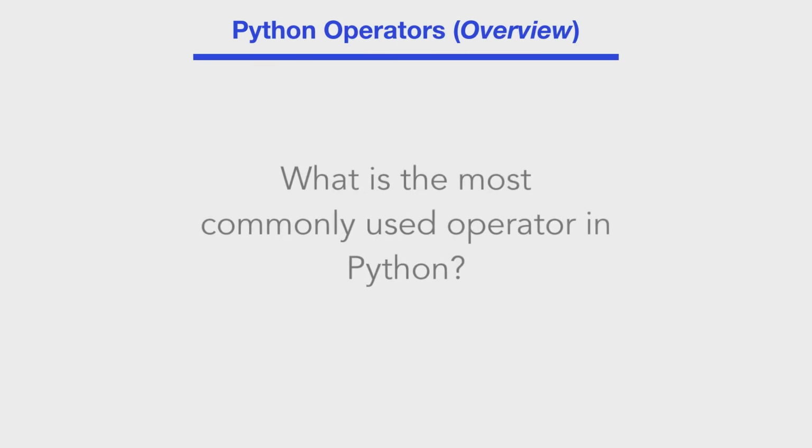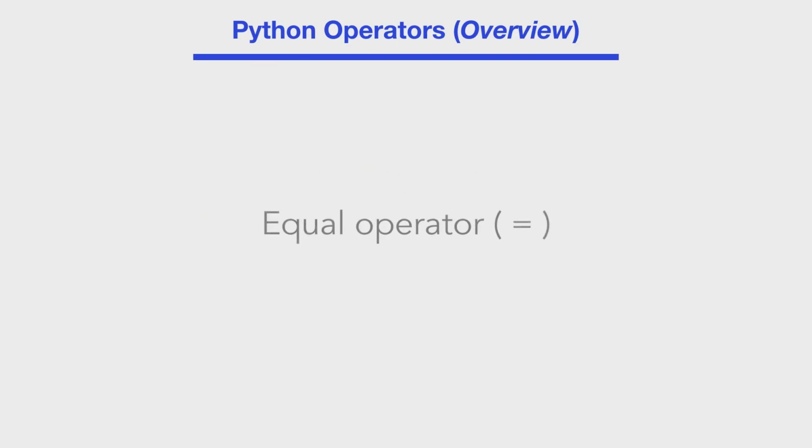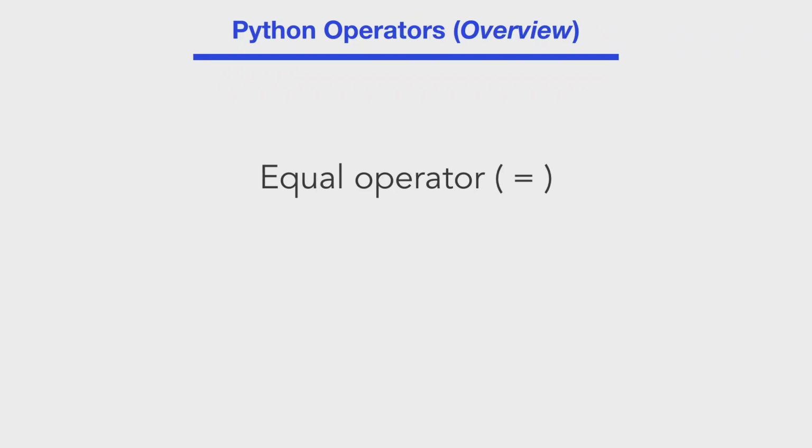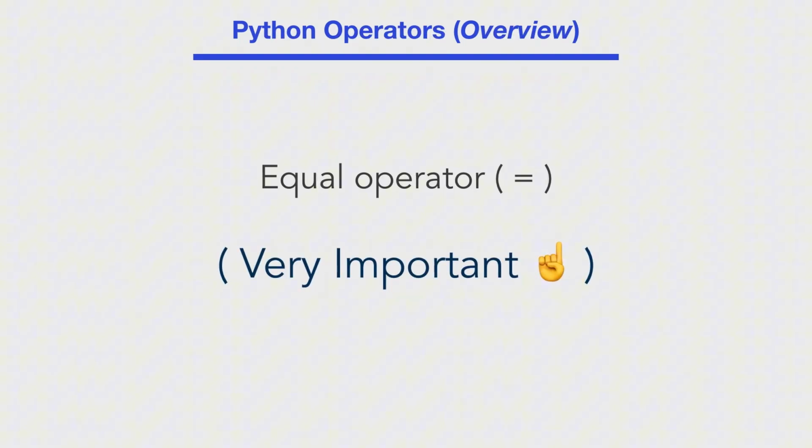Now, what is the most commonly used operator in Python? Well, that would be the equal symbol. We've been using this operator throughout the entire course to create variables in Python. So this is an extremely useful and very important operator when it comes to programming.